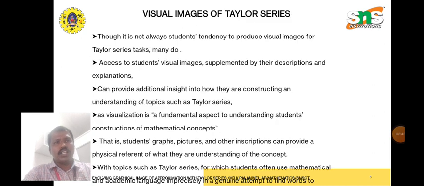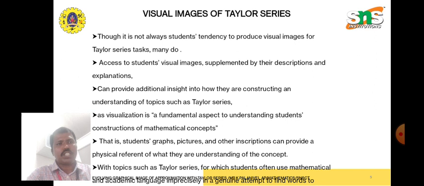Next, visual images of Taylor series. Though it is not always the student's tendency to provide visual images for Taylor series tasks, many do. Access to students' visual images, supplemented by their descriptions and explanations, can provide additional insight into how they are constructing an understanding of topics such as Taylor series, as visualizations are fundamental to understanding students' construction of mathematical concepts. That is, students' graphs, pictures, and other inscriptions can provide a physical reference of their understanding of the concept.